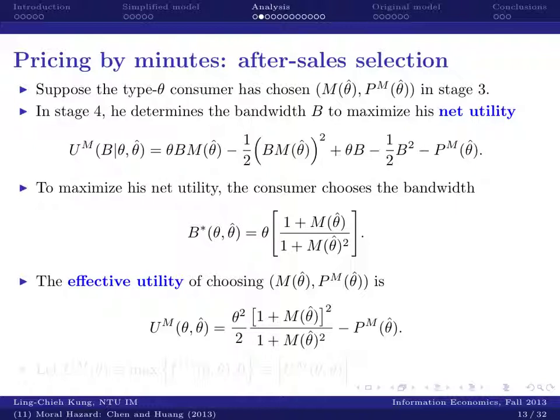Okay, interestingly, it's a product between your type theta and something that is a function of the amount of minutes you have. With that in mind, the effective utility of choosing this particular contract can be found by plugging B into the utility function. So if we do this plugging, then after some straightforward arithmetic, we can get this. Again, it's still some kind of product form. The first part is a function of theta, and the second part is a function of the amount of minutes we have. Okay, this will be the utility function for a type theta consumer to pretend to be of type theta hat.